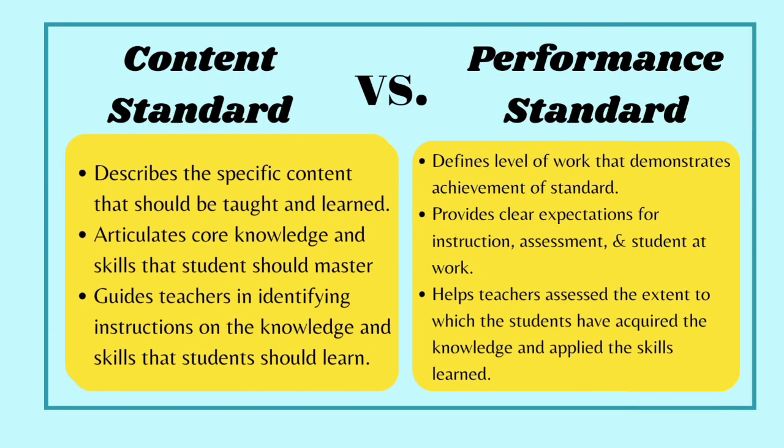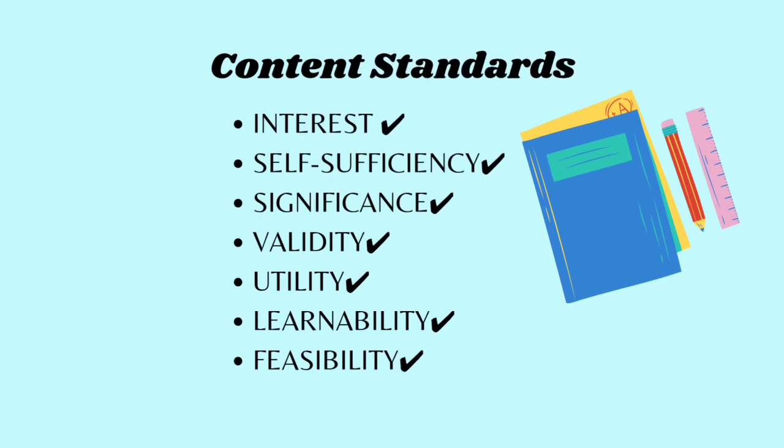So let us proceed to the different definitions of a content standard versus performance standard. As you can see on your screen, you can read it. The first one, content standard, describes the specific content that should be taught and learned. The performance standard defines the level of work that demonstrates achievement of standards. Our educational system is hooked up with the process of following the standards for selecting the content. As to the criteria for the selection of the content, Alvear 2015 suggested the following.